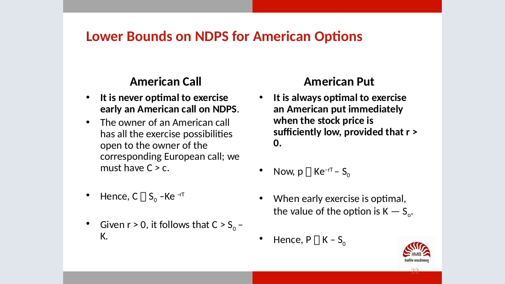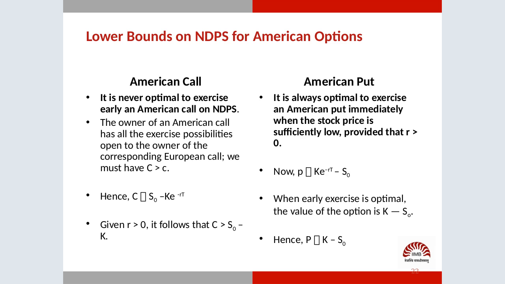And given that R, the interest rate, is positive, remember, e to the power of minus RT is therefore less than 1. So that kind of reduces that. If I drop that, then it follows that the equality gets dropped and you have C will be greater than S naught minus K.